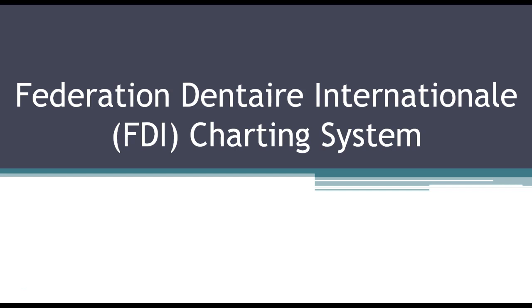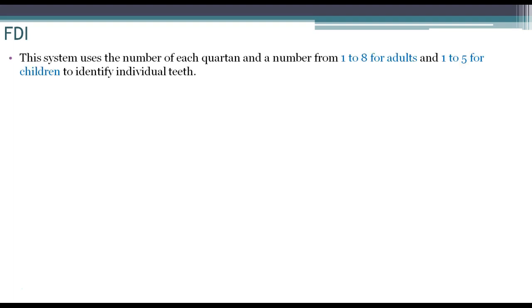Today's video is going to be on the Federation Dentaire Internationale charting system, which is commonly referred to as FDI. That word is very long to say, so we just abbreviated it into three letters, FDI. In this charting system, it's similar to the Universal and the Palmer charting systems in that it's used in different areas of the world. It's not mainly used in the US, it's mainly used in other places as a form of charting patients' dentition and treatment that they might need.